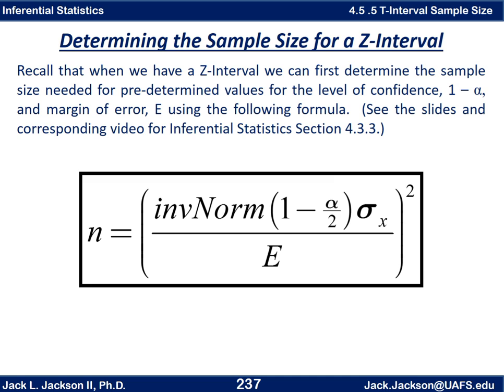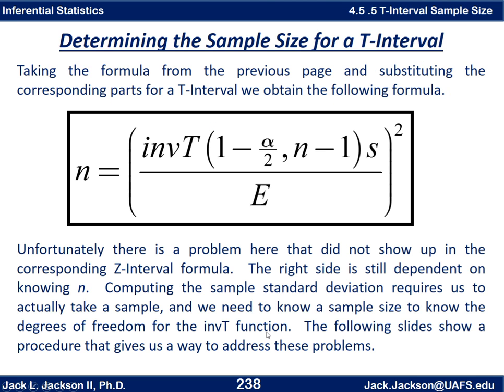Now, of course, this works for a z-interval, but as we know, oftentimes we don't know the population standard deviation sigma. So what do we do for a t-interval? Well, the formula basically becomes this. When we do a t-interval, notice that we just replace sigma by s. We replace the inverse normal by the inverse t of 1 minus alpha over 2. And remember, our degrees of freedom is n minus 1. And this formula will find the same thing.